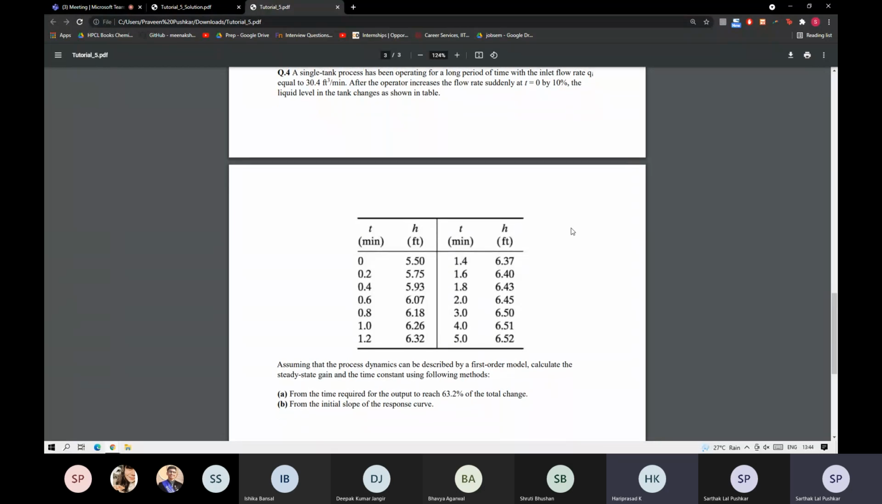So we have been asked to find out the steady state gain and the time constant by using step A and step B. One using the output to reach 63%, which is the simple time constant method, otherwise using the initial slope. So let's discuss both of that. So should I share the solutions now? After 5 minutes possibly. Okay.